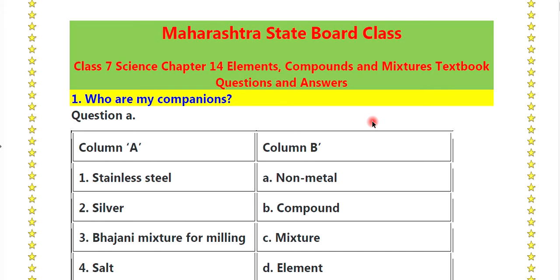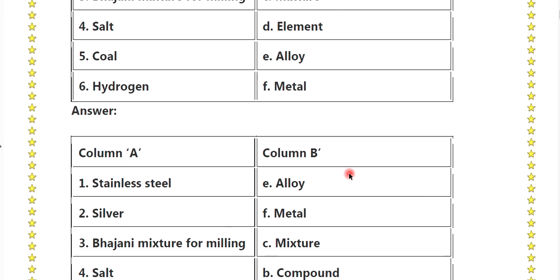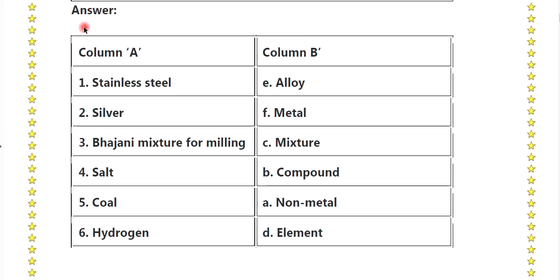Who are my companions? In that, column A and column B are given. Column A: stainless steel, silver, bhaji mixture for milling, salt, coal, hydrogen. Column B: non-metal, compound, mixture, element, alloy and metal. See the answers. Stainless steel is an alloy, silver is a metal, bhaji mixture for milling is a mixture, salt is a compound, coal is a non-metal, hydrogen is an element.